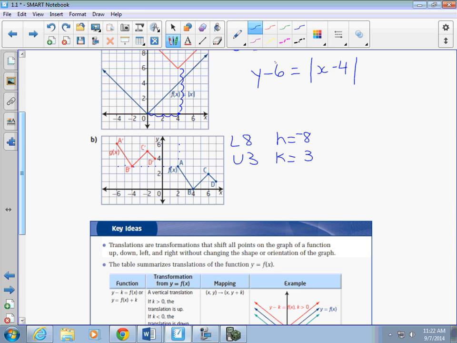So if I substitute it in, my original function would have been y is equal to f of x. We're not sure what all the other things would have been in there to give us that, but in general it's y is equal to f(x). If I substitute into y minus k is equal to f of x minus h, I'll have y minus 3 is equal to f of x minus a -8, so this becomes +8.